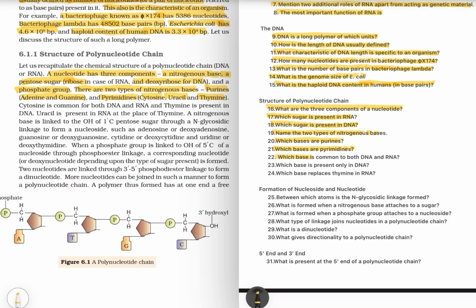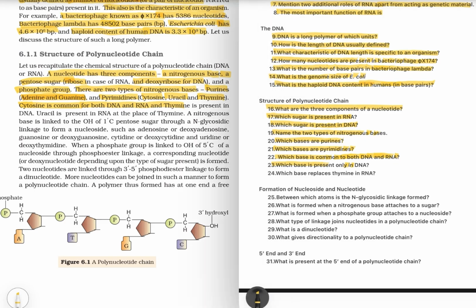Which base is common to both DNA and RNA? In pyrimidines, cytosine is common for both DNA and RNA. And thymine is exclusively present in DNA and uracil is exclusively present in RNA. Adenine and guanine are common purines for both DNA and RNA.